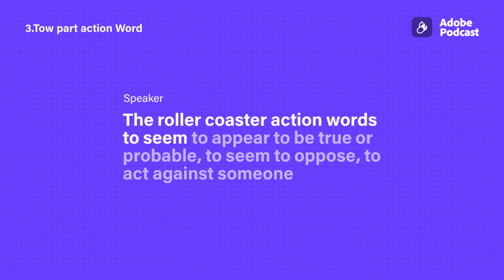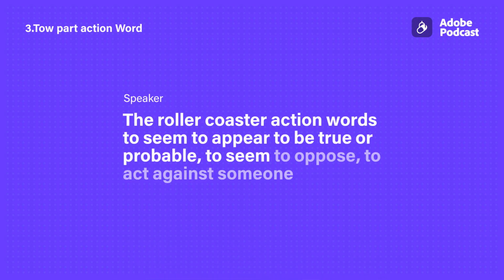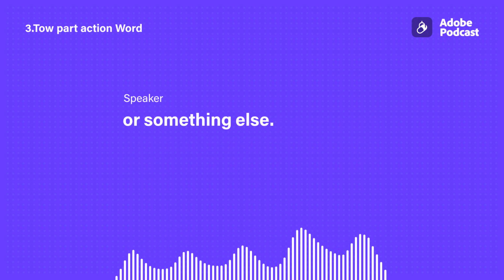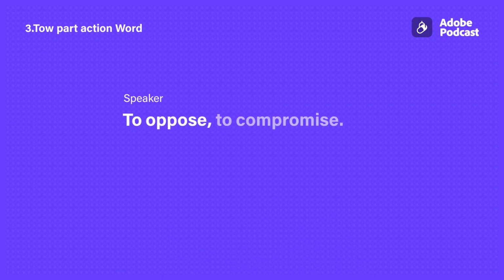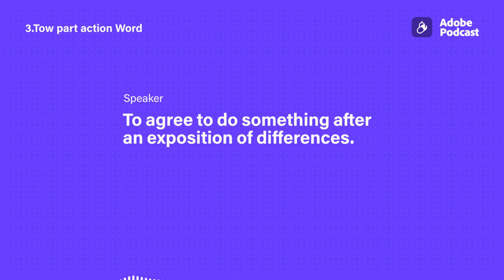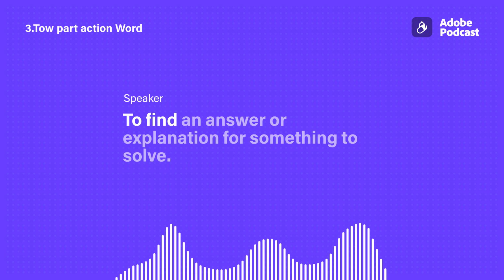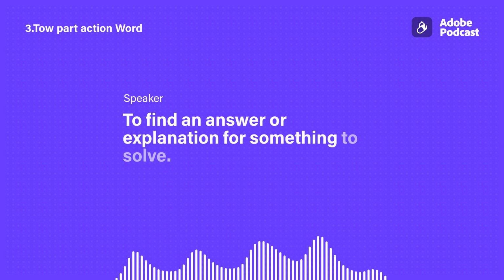To seem. To appear to be true or probable. To oppose. To act against someone or something else. To compromise. To agree, to do something after an exposition of differences. To solve. To find an answer or explanation for something.